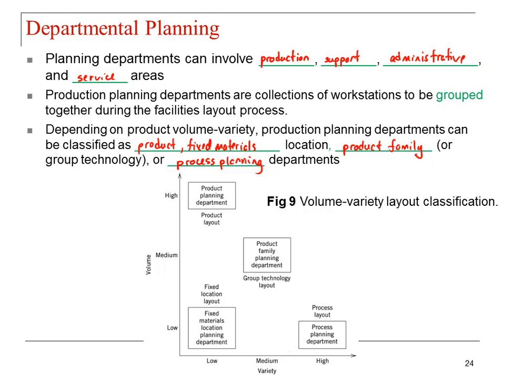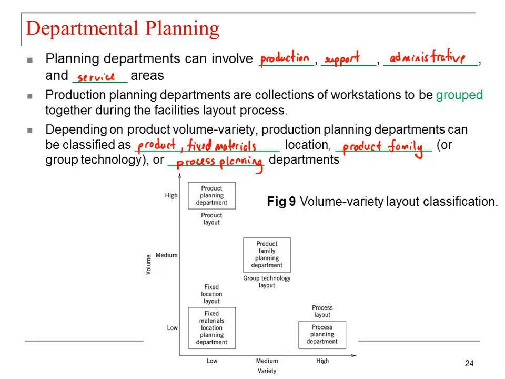So we're going to look at the volume of your product, and we're going to look at the variety of your product. If you have a low volume in terms of production for that item, and you don't have as many variations of your product, then you can classify your product as a fixed location layout with fixed materials locations planning department. So you can have an area in which you're going to have your product and everything is going to be done to the product in that same location.